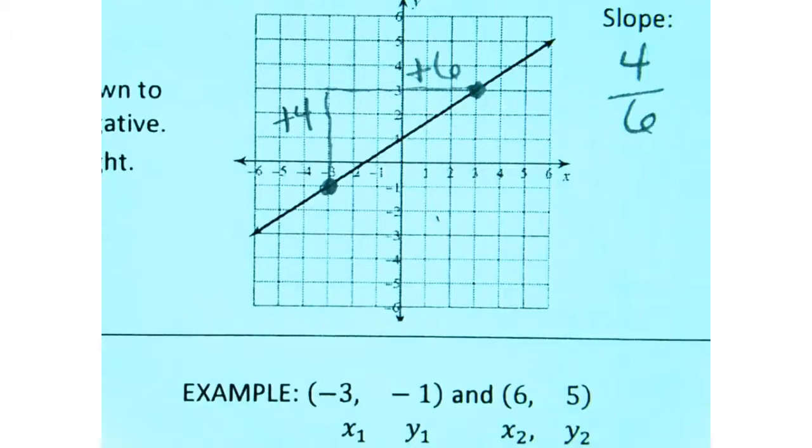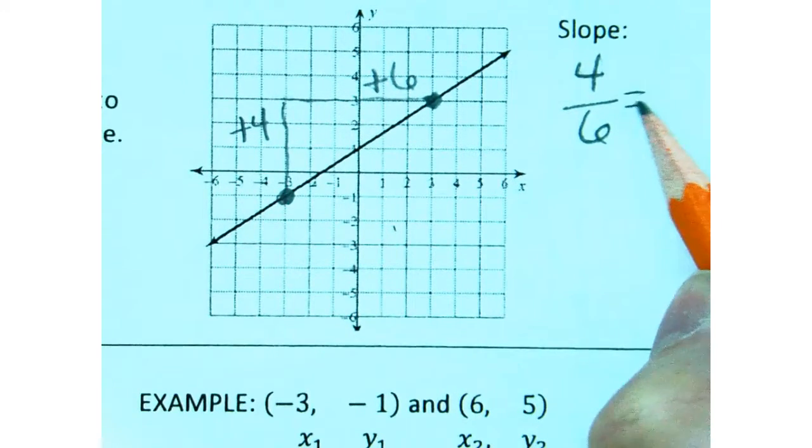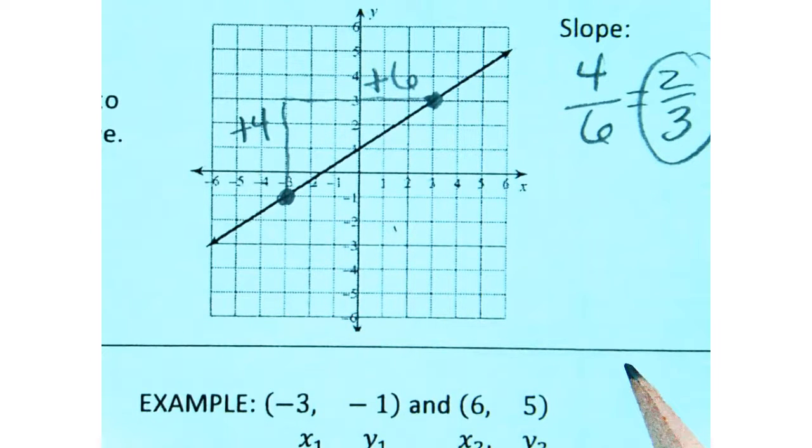We went up and right, so it is a positive slope. Simplify the fraction to get 2/3. This slope is a positive 2/3.